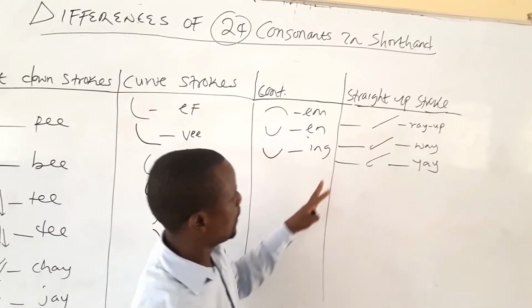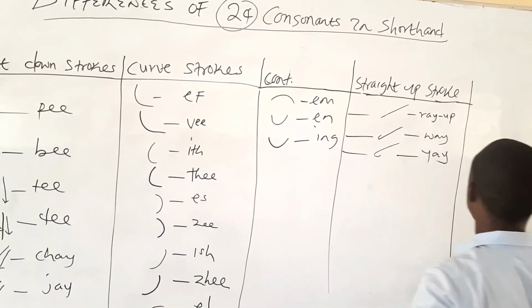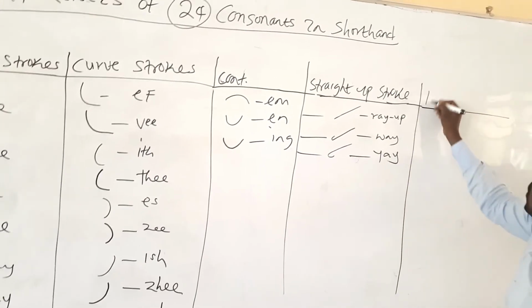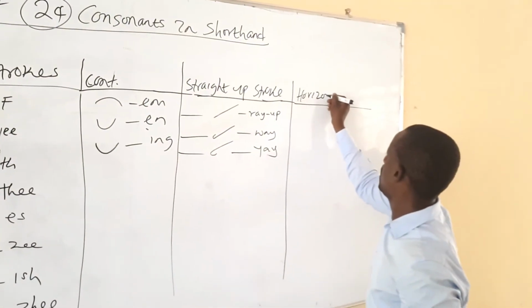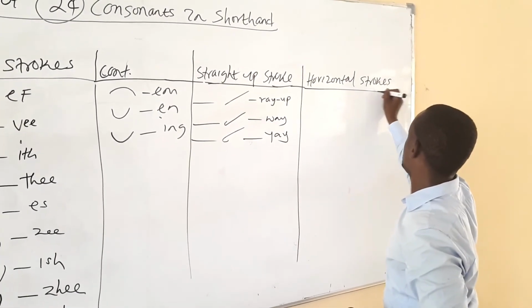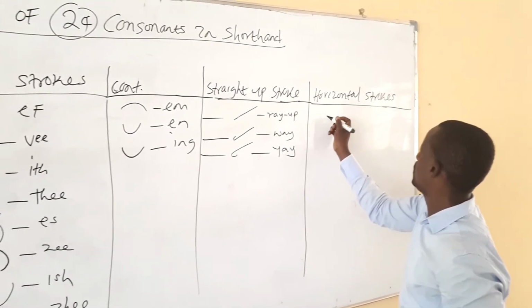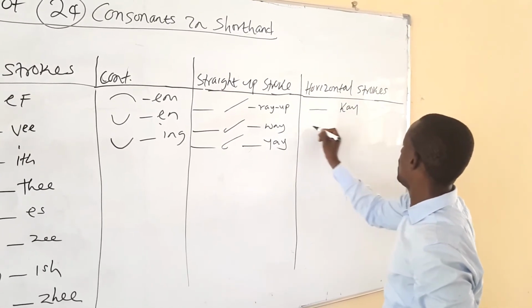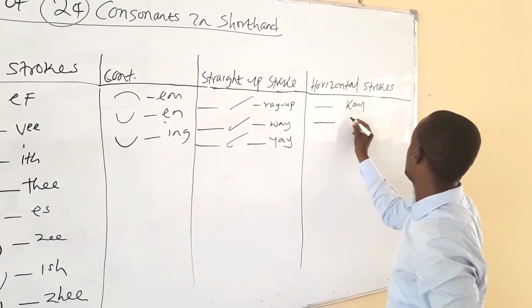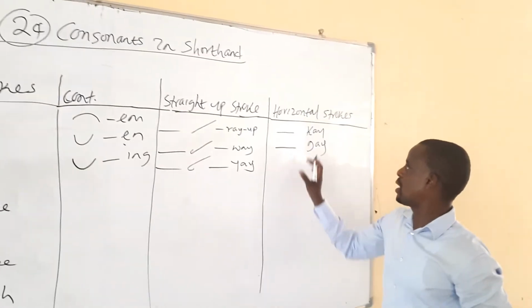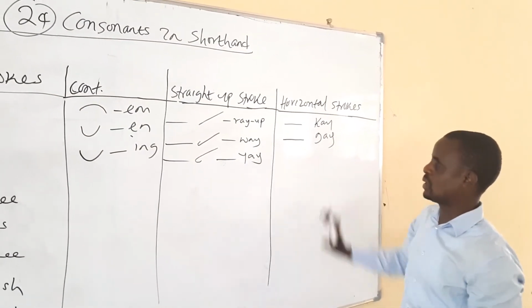So we have horizontal strokes. Like you have K, then we have G. This is G. These are horizontal because they are written horizontally.